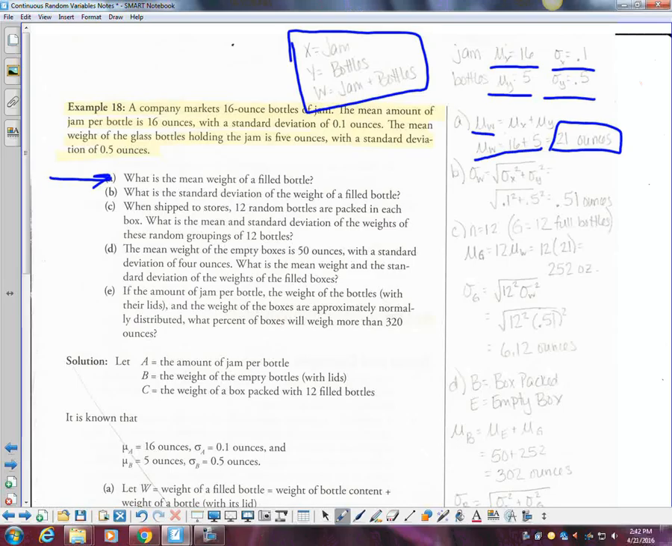What is the standard deviation of the weight of a filled bottle? Okay, here we go. I want the standard deviation. I don't want the variance. I want the standard deviation of a filled bottle.